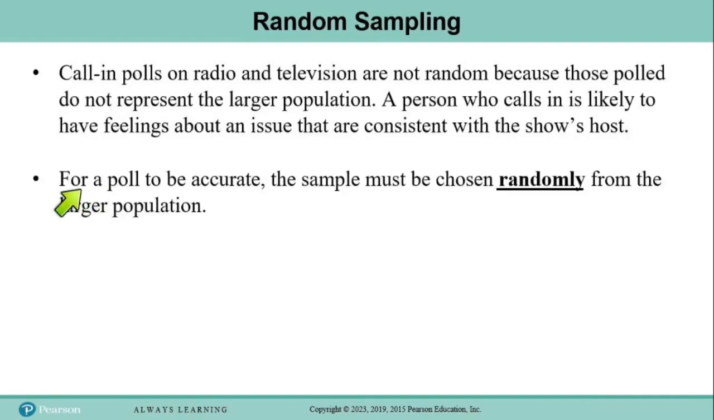So the bottom line is, for a poll to be accurate, the sample must be chosen randomly from the larger population. We want to avoid self-selected samples like call-in shows, and we want to avoid convenience samples like saying, well, I'm just going to survey all the people in this particular apartment complex.